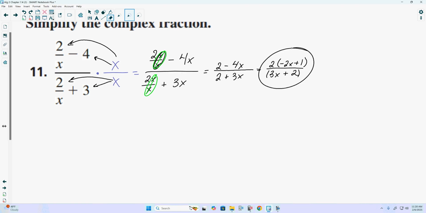Now the negative 2x, some will say we need to factor the negative out. But if we look at the bottom, the only reason I would factor it out is if the bottom had 2x minus 1. If both signs are opposite, then factoring the negative out would line them up, and we can factor them out. But here, no, it doesn't change anything.